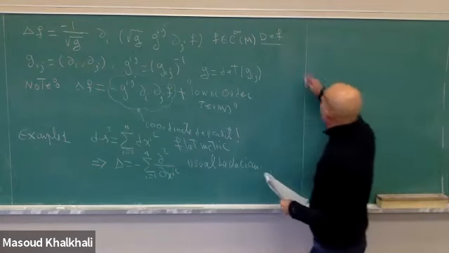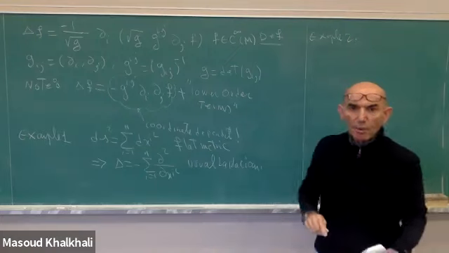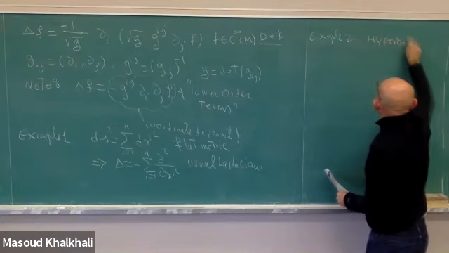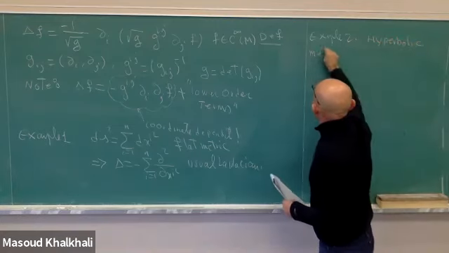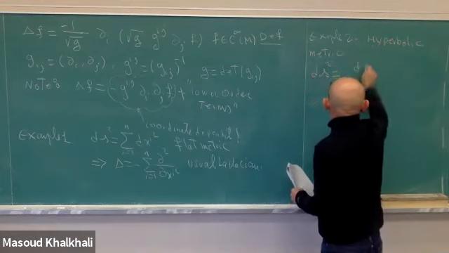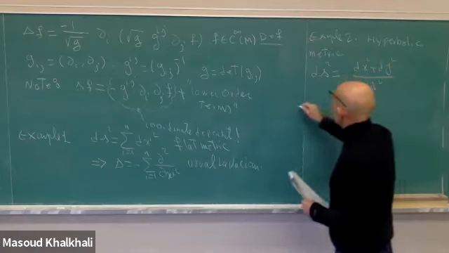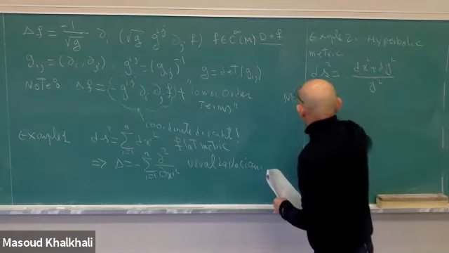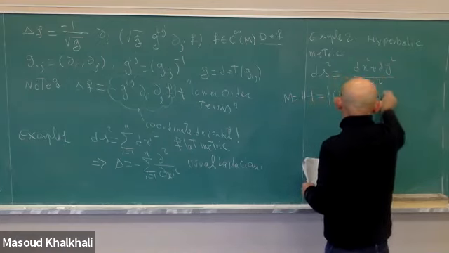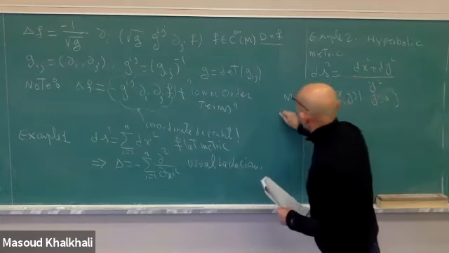And then maybe a couple of more interesting examples. Let's look at the hyperbolic metric. For the hyperbolic metric, ds squared is equal to (dx squared plus dy squared) over y squared. Your manifold, of course, is the upper half plane, y positive. This is the Poincaré upper half plane.